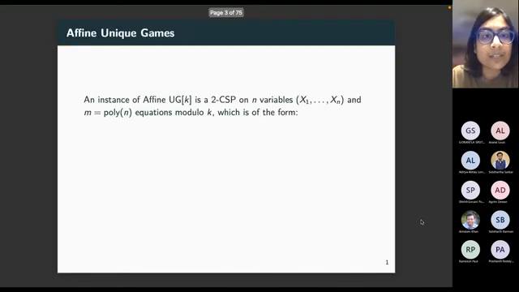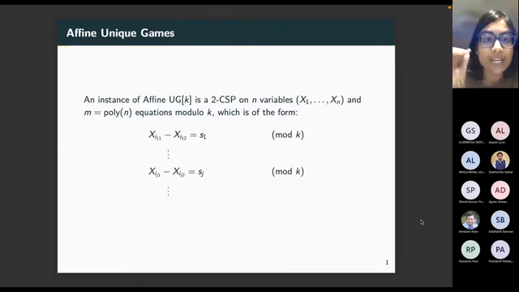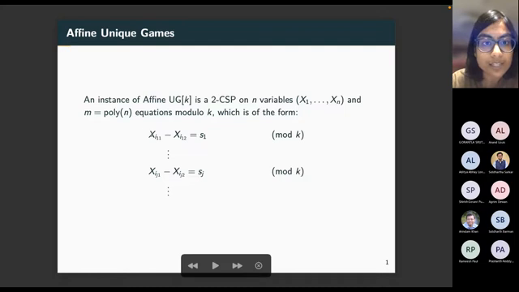So let me start with defining the unique games problem. An instance of an affine unique games problem is a CSP, a constraint satisfaction problem on n variables and m equations, where each equation is of the form xi minus xj equal to some constant s modulo k. So the important thing is that each equation has only two variables.